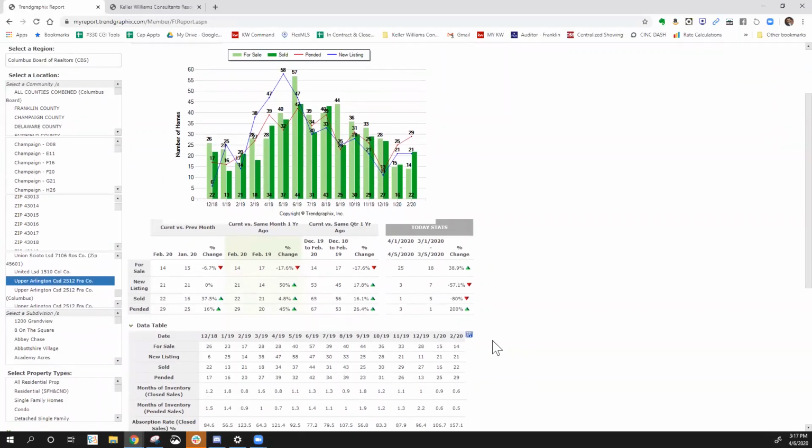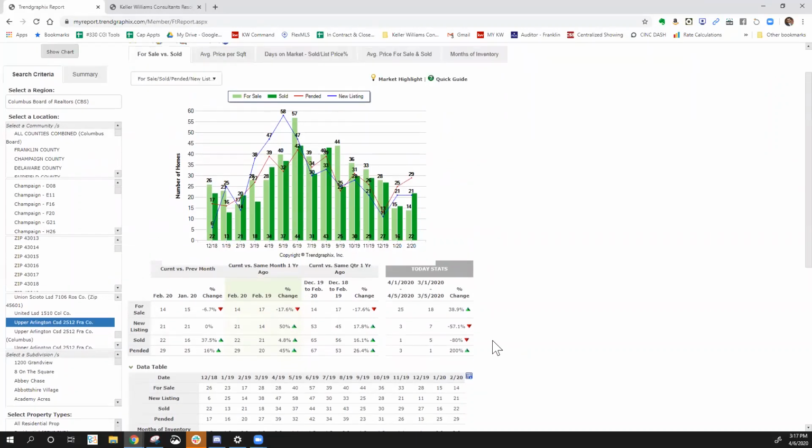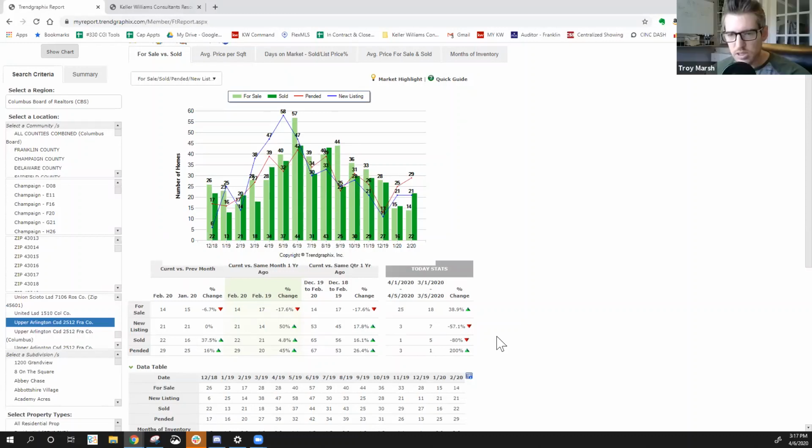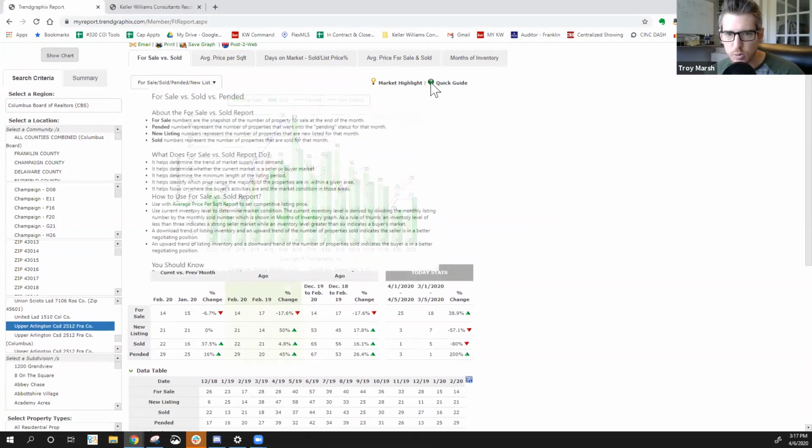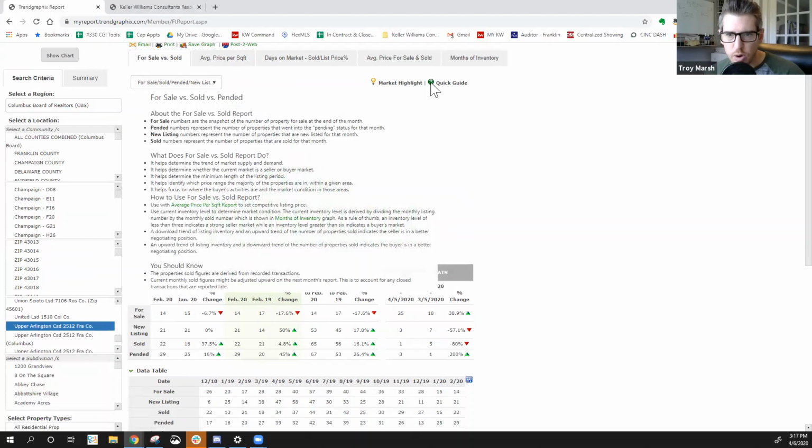Hey Troy, this is a stupid question, but I'm a little confused about what that pended value means. Is that including what is sold? I don't really understand that pended value. Yeah, that's the number of properties that were in contract. I think this tells us exactly when. It represents the number of properties that went into the pending status for that month.